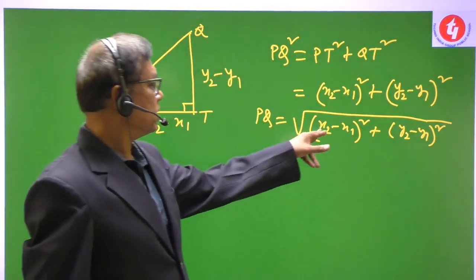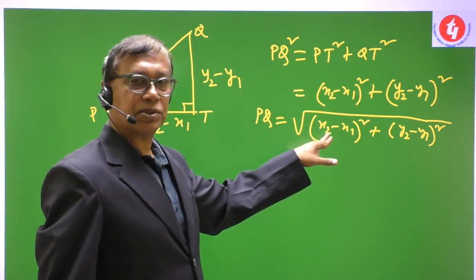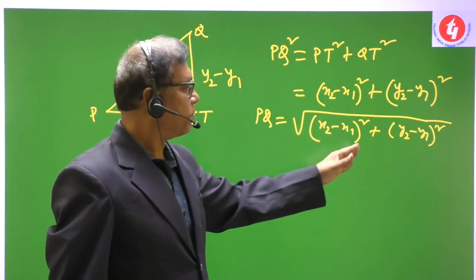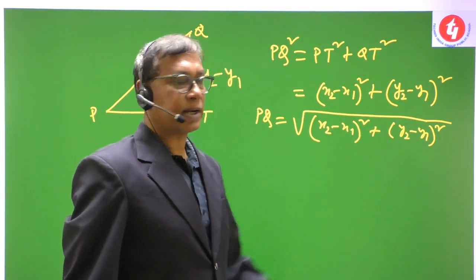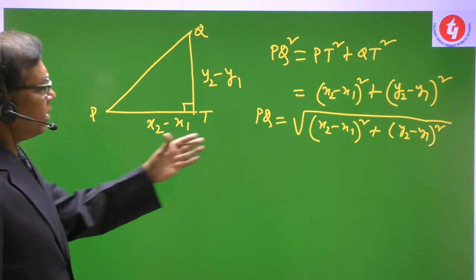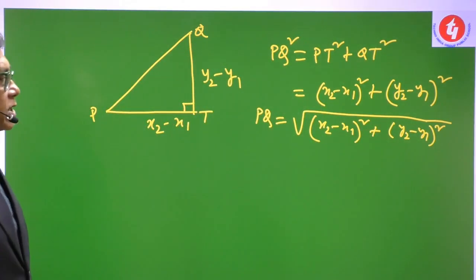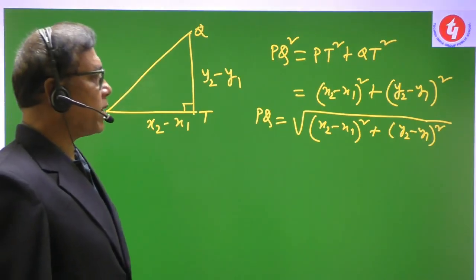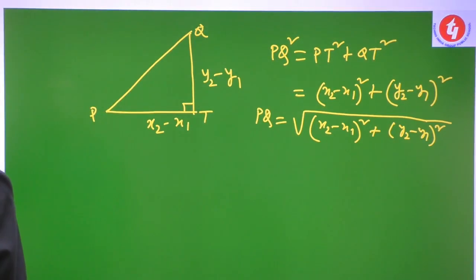So that means x2 minus x1 means difference of two abscissa, square of that, plus difference of two ordinates and square of that. So PQ length will be obtained using this formula, root over of x2 minus x1 whole square plus y2 minus y1 whole square. Is it clear? So we got the formula for distance between 2 points.